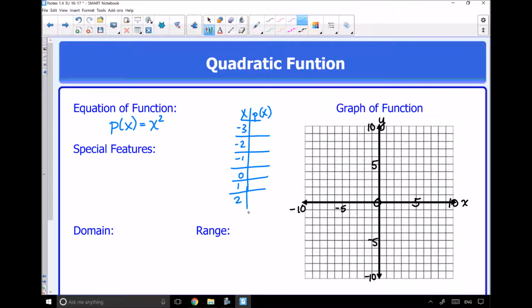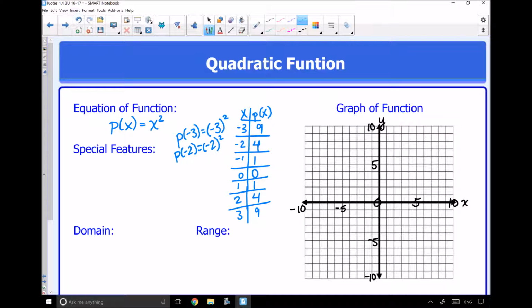Okay? So for these values right here, essentially what this is saying is to find p of -3, I take -3 and I square it. Make sure you put any negative values that are being squared in brackets. It's critical that you do that, okay? So when I do that, I end up getting 9. To find p of -2, when I square that, I end up getting +4. When I square -1, I get 1. When I square 0, I get 0. When I square 1, I get 1. When I square 2, I get 4, and when I square 3, I get 9.